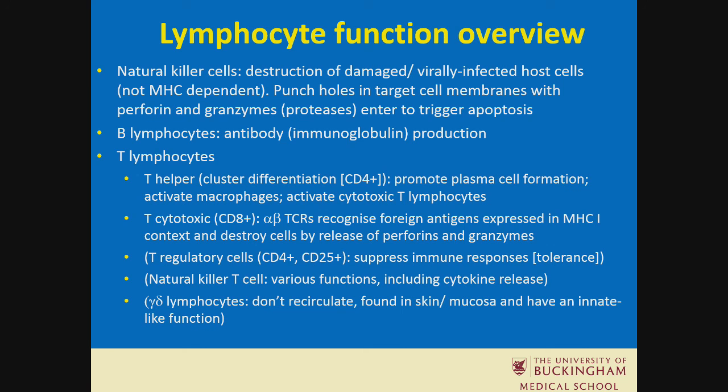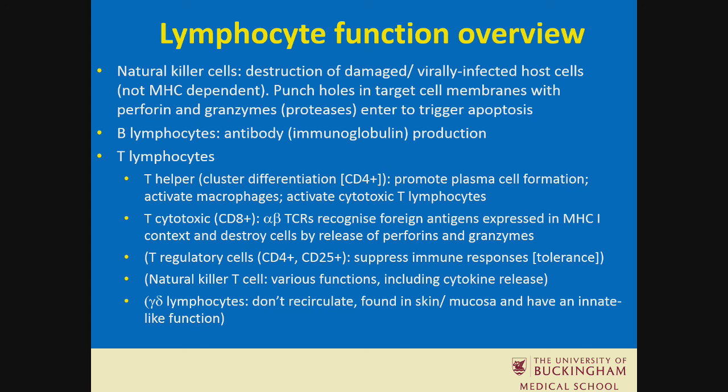I've bracketed the last three. You'll hear about T regulatory cells, the responses that involve tolerance. There are natural killer T cells as well. They've got a range of different functions. They're different from these natural killer cells. They come from the same origin, but they express T cell receptors. Nobody really knows why, but they do produce a lot of cytokines. I've also put in gamma delta lymphocytes.